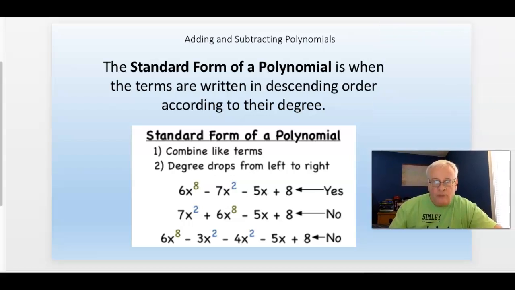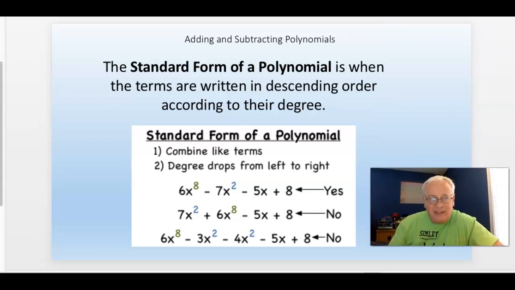The standard form of a polynomial, this is our next vocabulary phrase, is when the terms are written in descending order according to their degree. I need you to know how to write a polynomial in standard form. Look at the examples here. This top one is correct, because it's x to the 8th, and then x squared, and then x, and then no x. But this second one is not correct, because the x to the 8th comes after the x squared. That's not proper standard form.